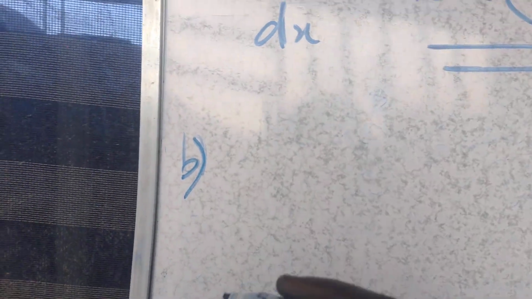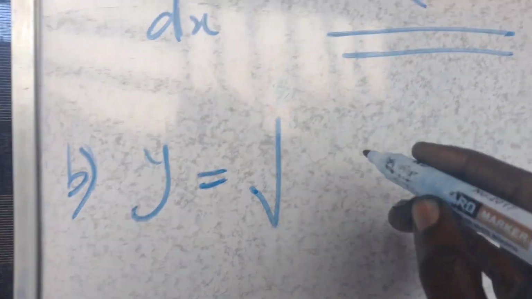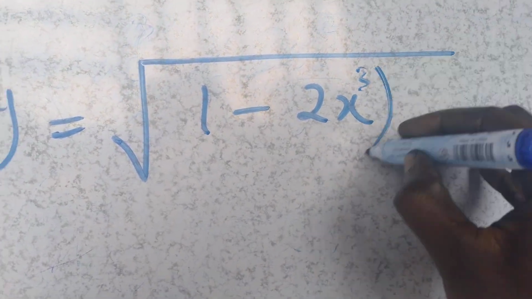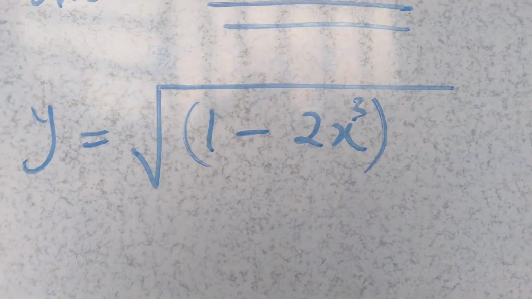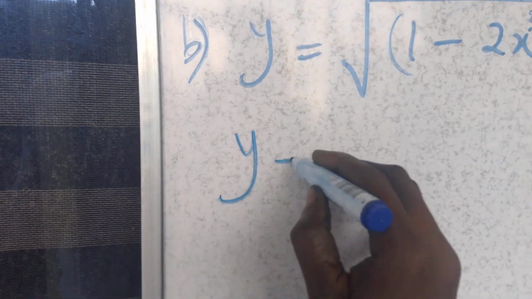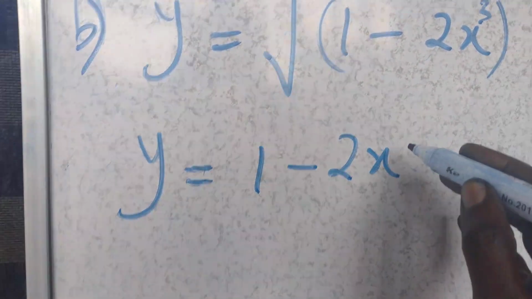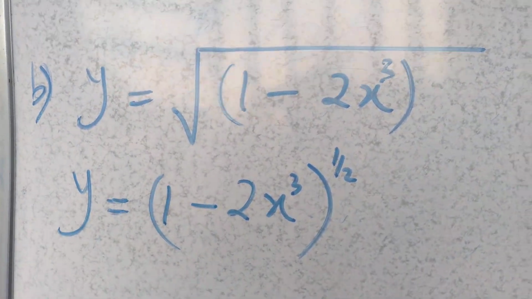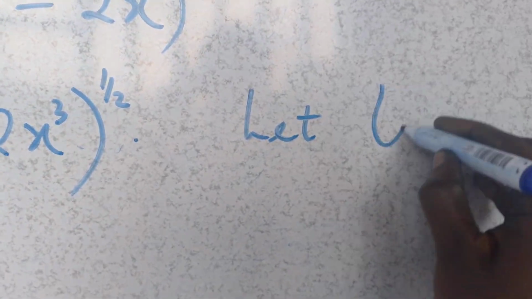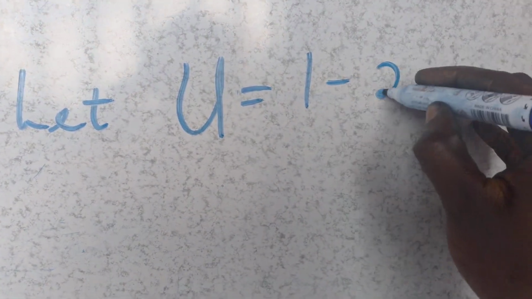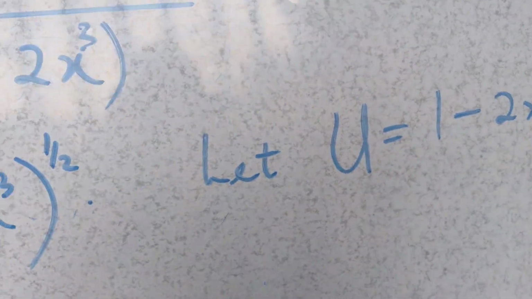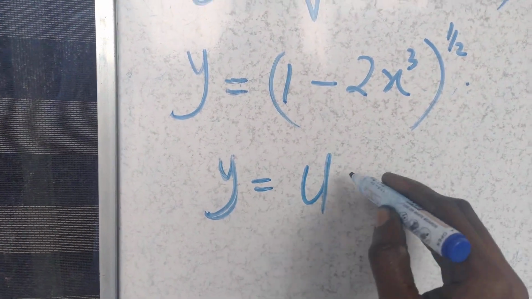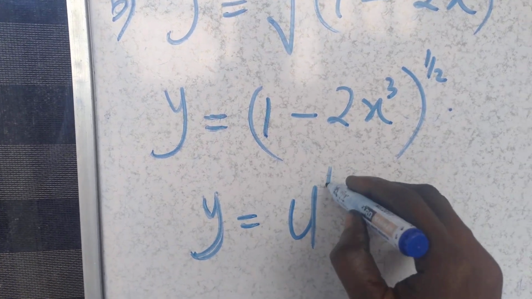Okay, let's look at the next question. The next question says y is equal to the square root of (1 minus 2x) all raised to the power 3. So this now will be (1 minus 2x) all raised to the power 3, all raised to the power of half. Okay, so say let u be equal to 1 minus 2x raised to the power 3. So if u is that, then y equals u raised to the power half.